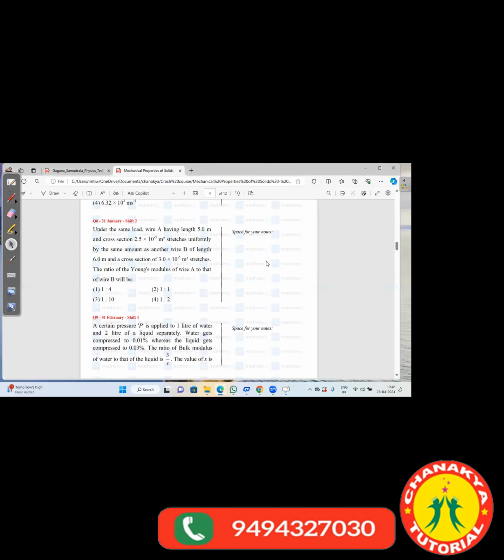Now, under the same load, a wire A having length 5 meter and cross-sectional area 2.5 multiplied by 10 to the power minus 5 meter square stretches uniformly by the same amount as another wire B of given length and area of cross-section. Find the ratio of Young's modulus of wire A to that of wire B. So try to do this. I'm not solving it out, I'm waiting for 2-3 minutes. The load is same.